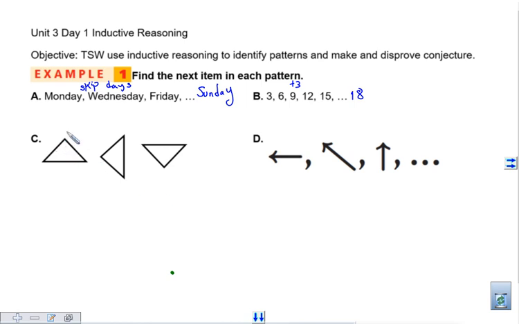Next one, up, and we look facing left and then down. So we are rotating 90 degrees counterclockwise. Which means that the next one would be a triangle facing to the right.